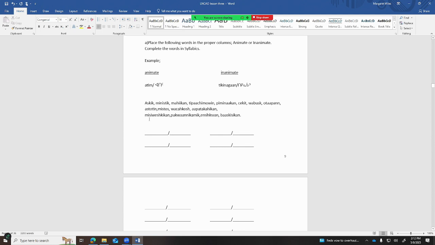So here the words are askik, ministik, mahikan, tibachamoan, bimanagan, jagat, wapask, utaban, astutin, mistos, watakus, abtagahigan, miswiskigan, bakwanagamic, amikwan, and baskasigan.